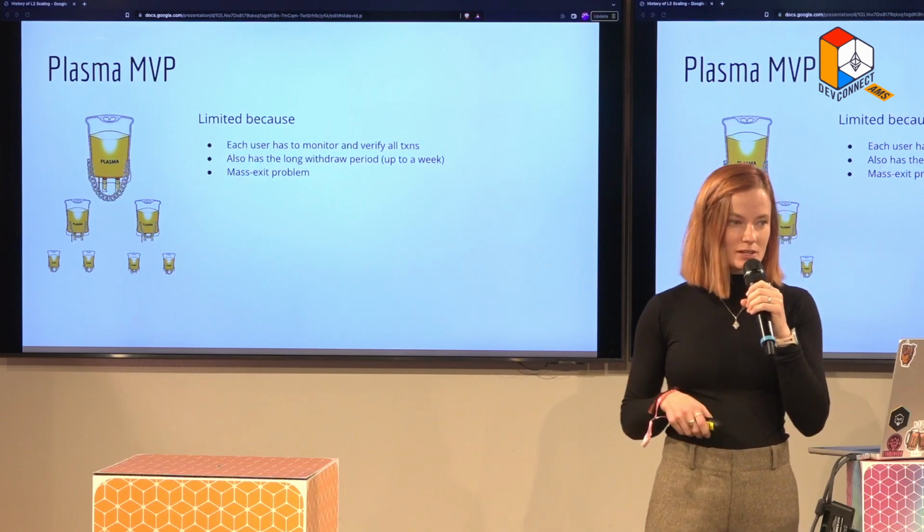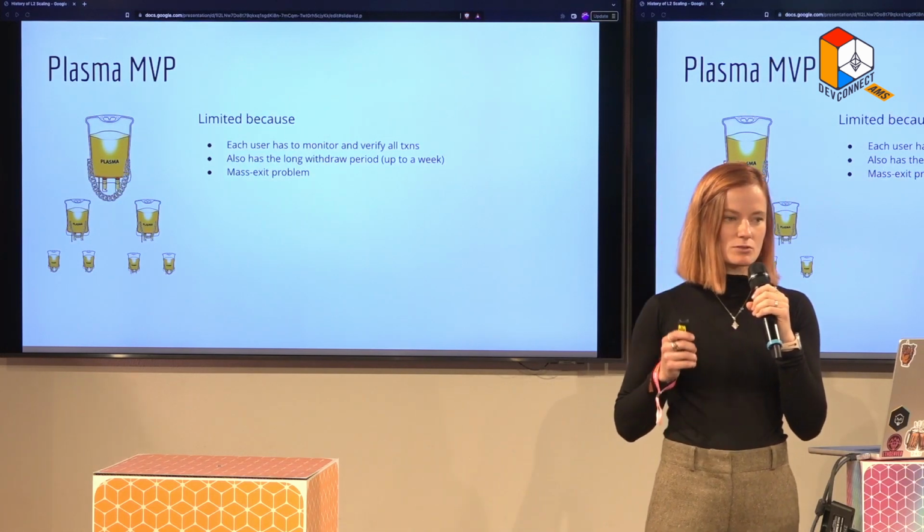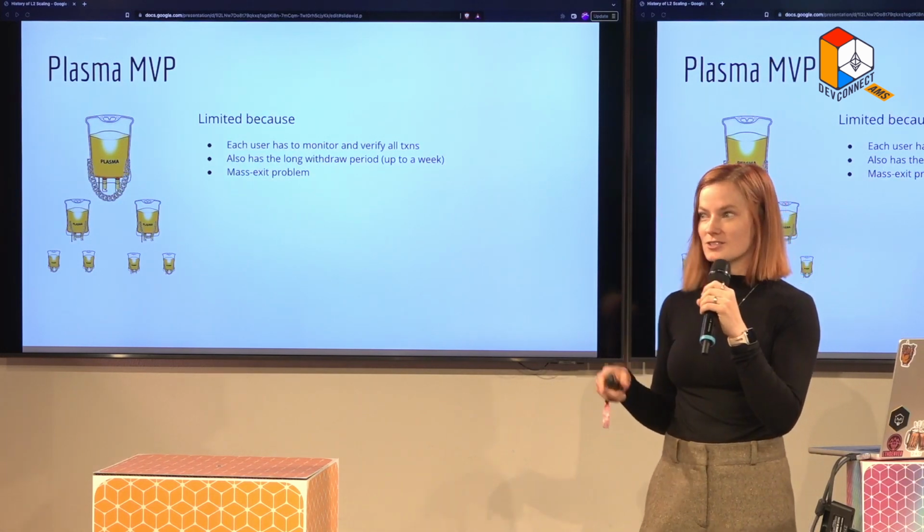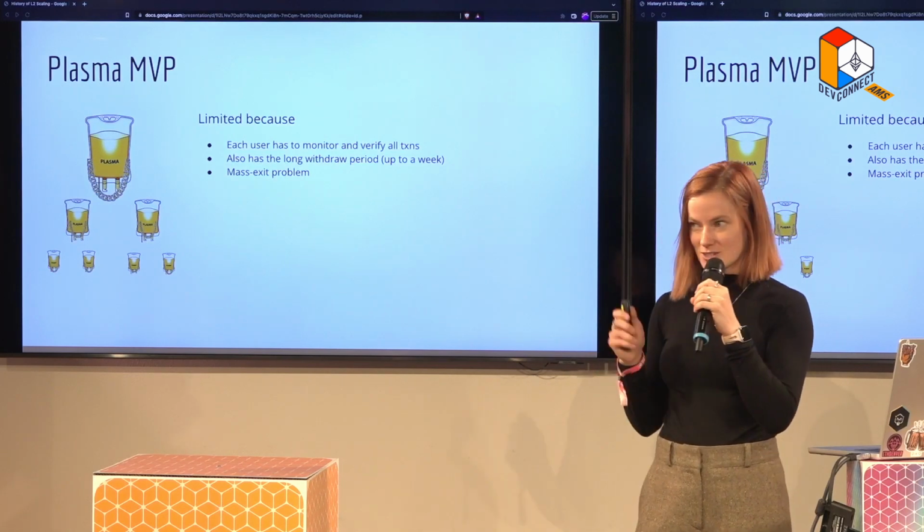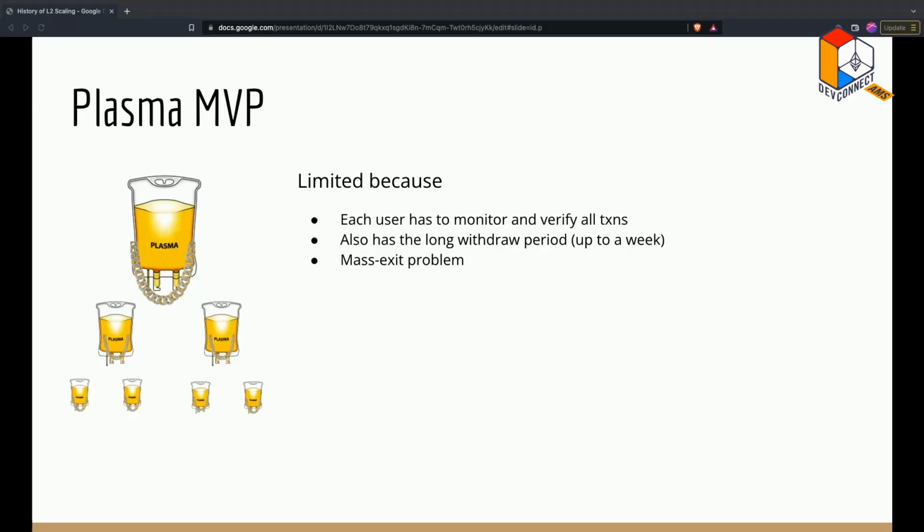Plasma MVP was limited because each user still has to monitor and verify all the transactions on the Plasma chain, which is a huge overhead. And it has this long withdrawal period of about a week. It also has this thing called a mass exit problem.